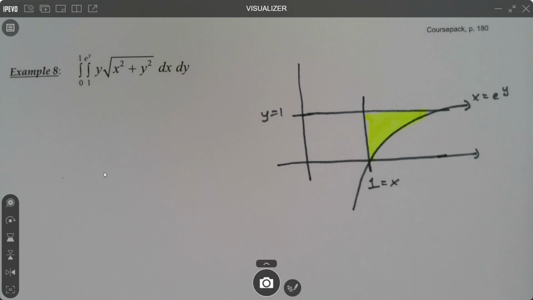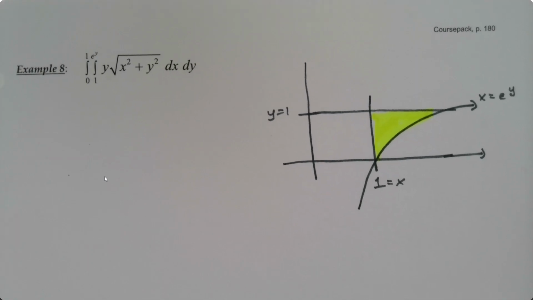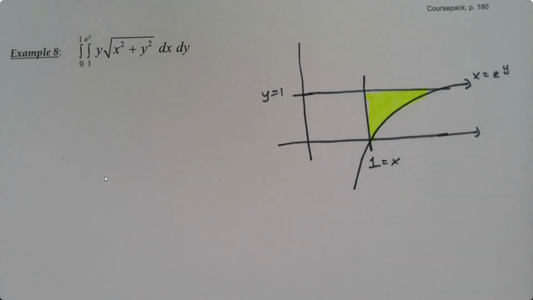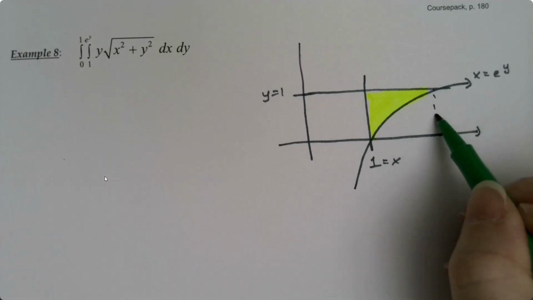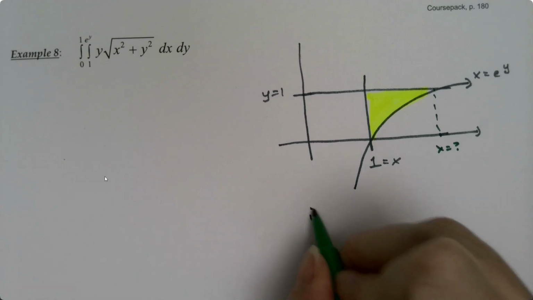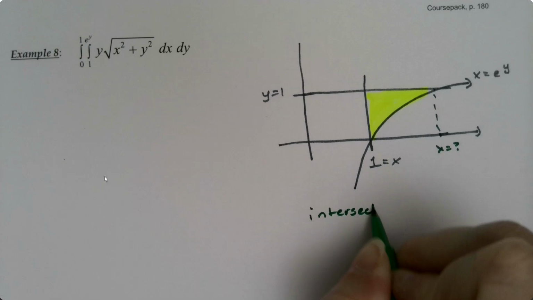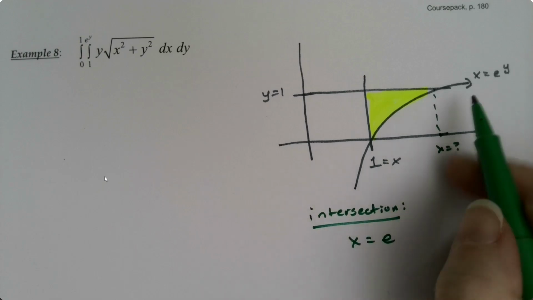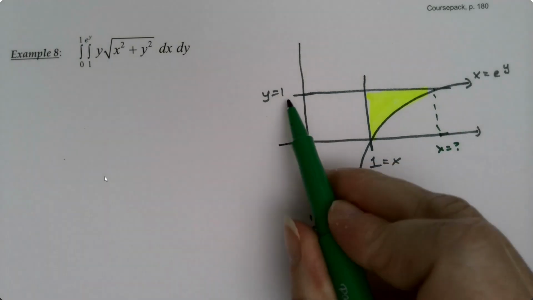Okay, so we need to find the intersection, of course, because that's going to help us. We know we're going to need it. Here, let's grab that. So the intersection would be x equals e to the y, and y is 1.